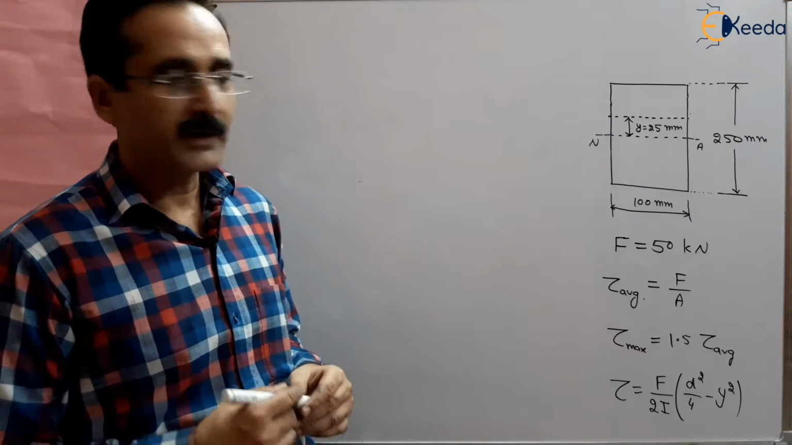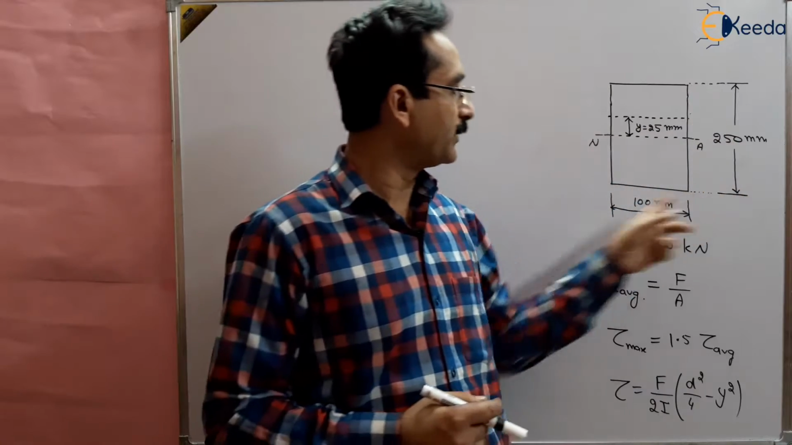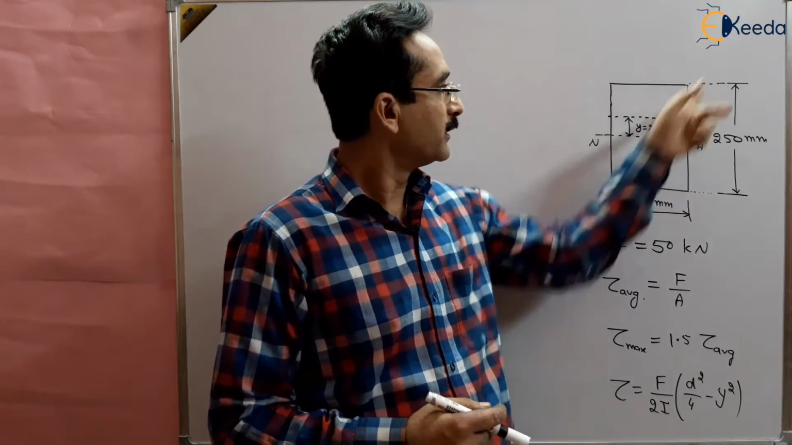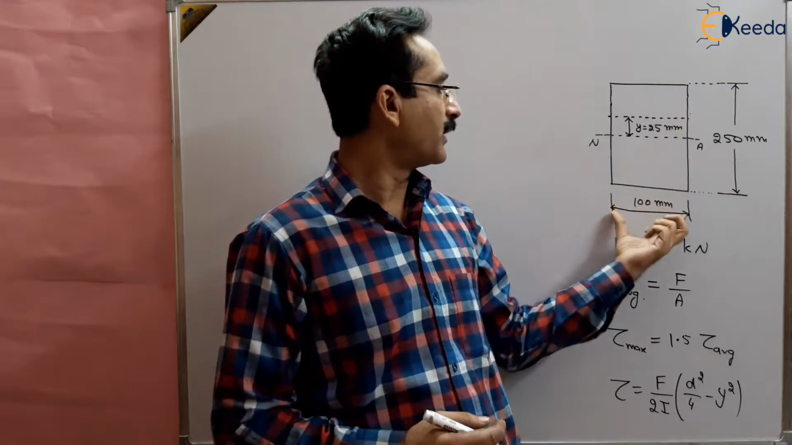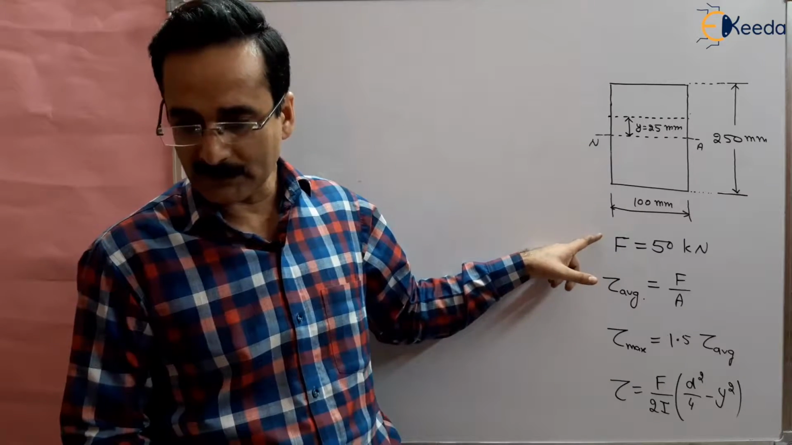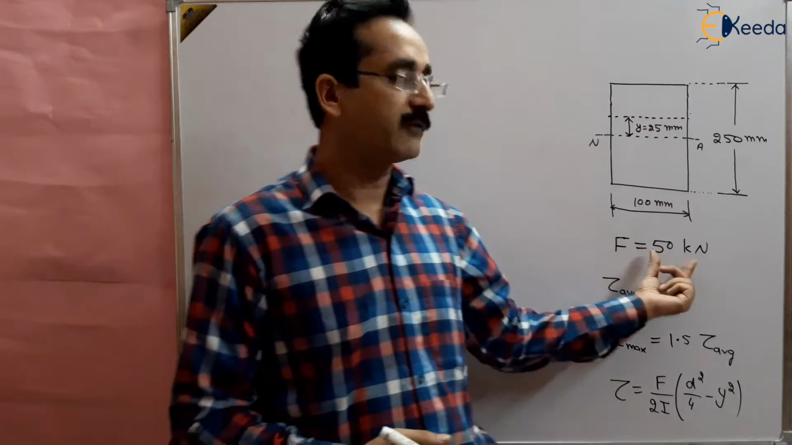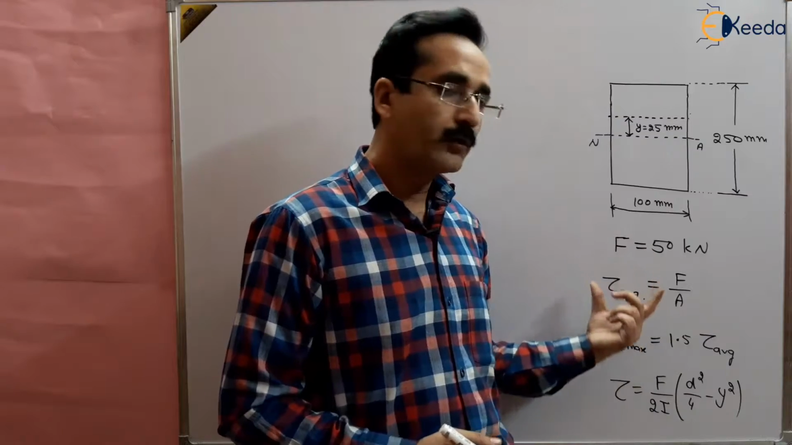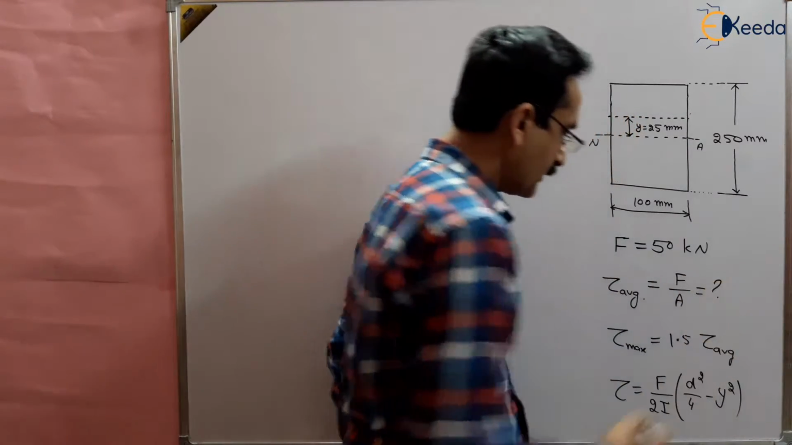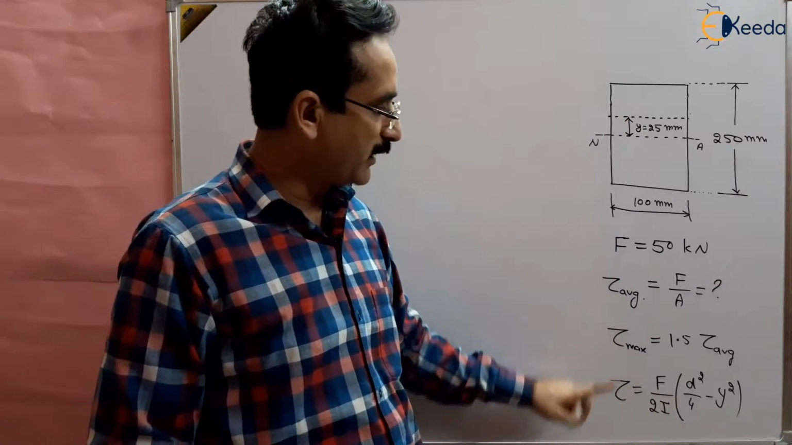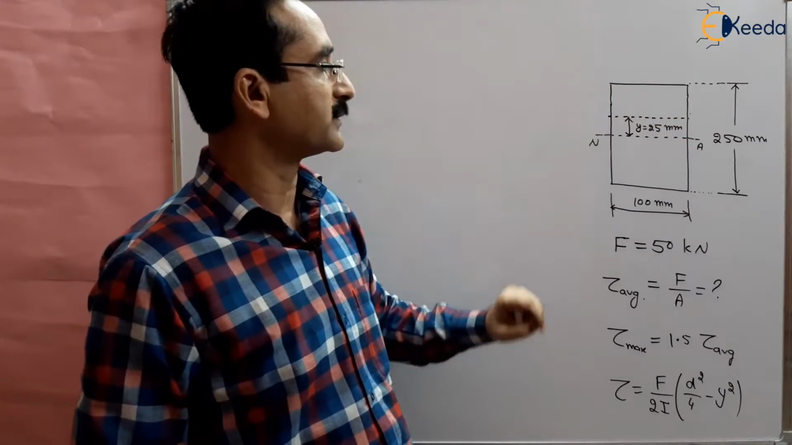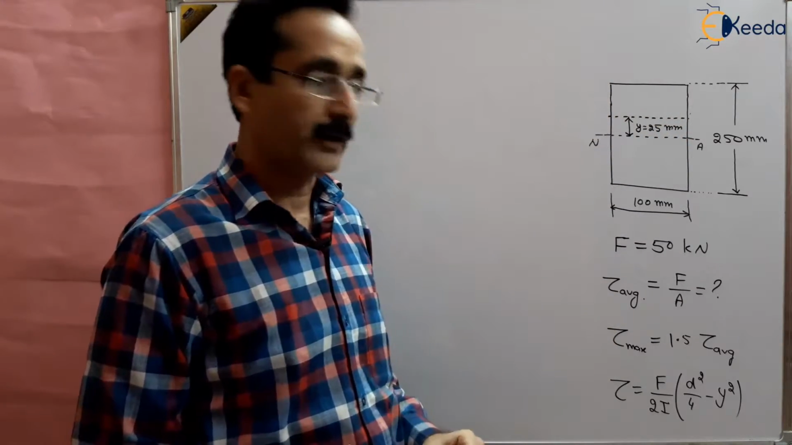In this question, we are given a rectangular beam of cross-section area 250 by 100 millimeter. Depth is given 250 and width is given 100 millimeter. The maximum shear force acting on the beam is 50 kilonewton. We have to find out the average shear stress, the maximum shear stress and the shear stress at a distance of 25 millimeter from the neutral axis.